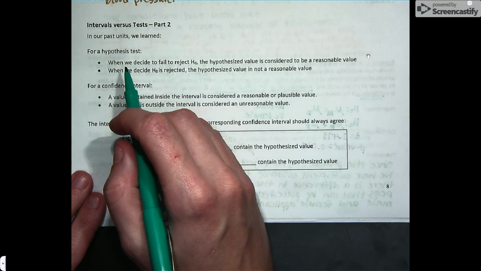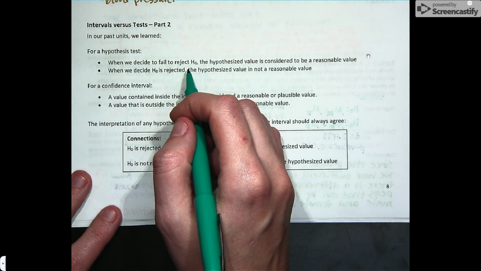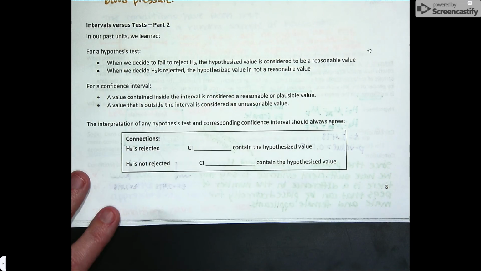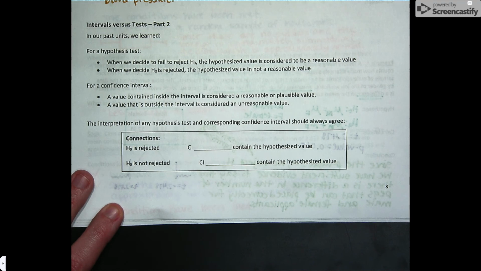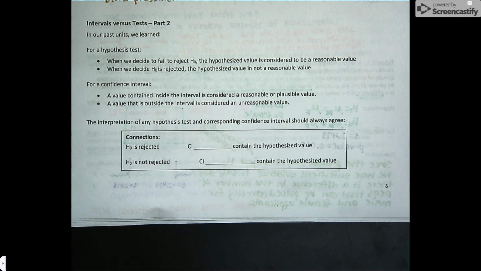For a hypothesis test, you fail to reject the null because the hypothesized value is considered to be reasonable. And when we decide that the null is rejected, that means we're saying that hypothesized value is not reasonable. For a confidence interval, a value will be contained in the interval if it is a reasonable or plausible value. And when the value is outside the interval, that's considered unreasonable. And we talked about that in both of our confidence interval lessons, when we did it with proportions and means.